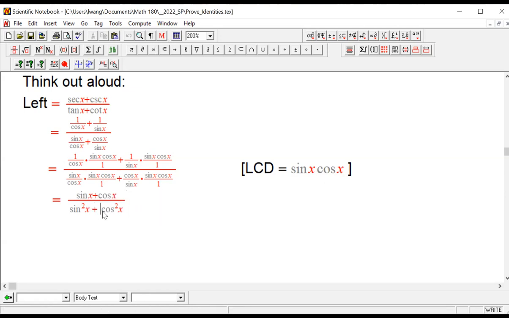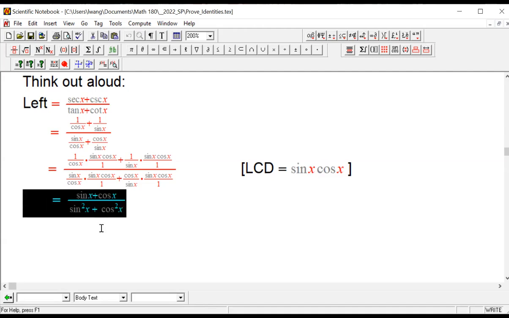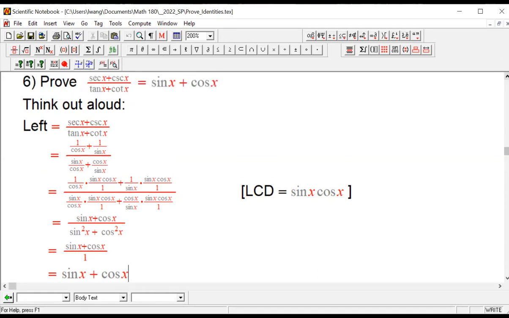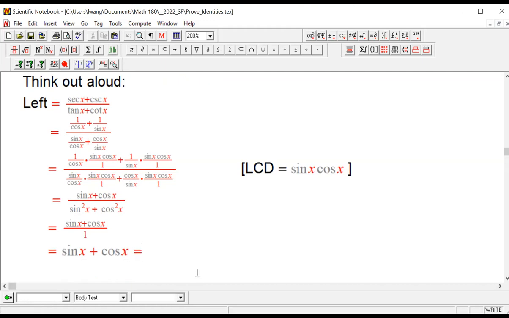Okay. That's exciting. That looks exciting, isn't it? Because the denominator is 1. Right? Sine squared plus cosine squared equals 1. And of course, we're left with sine x plus cosine x. Is that what's on the right? Yes, nice. So we reached the right-hand side.